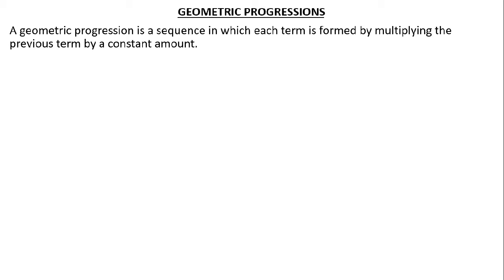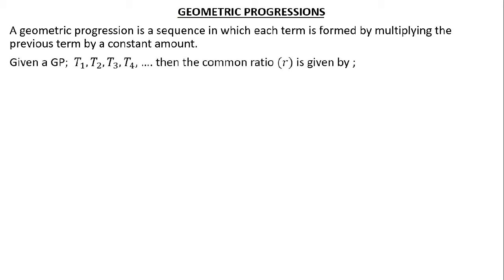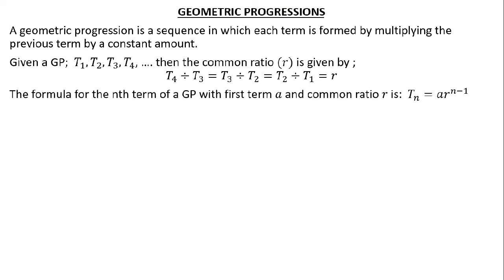Geometric progressions. A geometric progression is a sequence in which each term is formed by multiplying the previous term by a constant amount. Given a GP T1, T2, T3, T4, then the common ratio R is given by T4 divided by T3 equal to T3 divided by T2 equals T2 divided by T1 equals R. The formula for the nth term of a GP with first term A and common ratio R is Tn equal to AR to the power n minus 1.